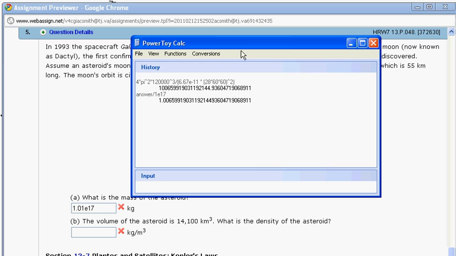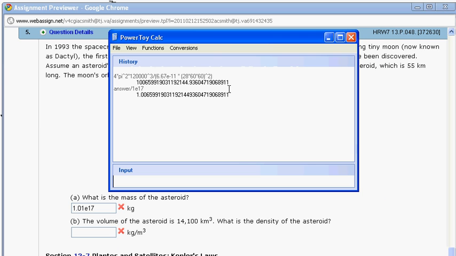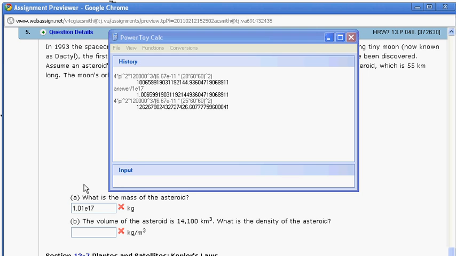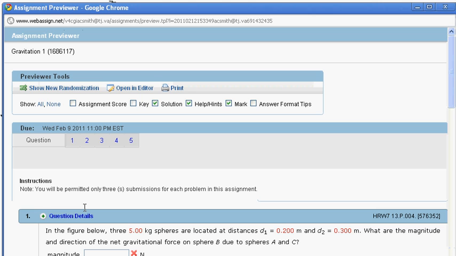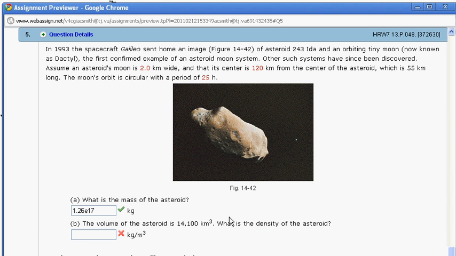Oh, 25 hours, not 28. I probably got 28 in some other version. Okay, well, that explains it. It's going to be the same exponent, so it's really just 1.26. And now if I go down, and yeah, there we go. Okay, great.